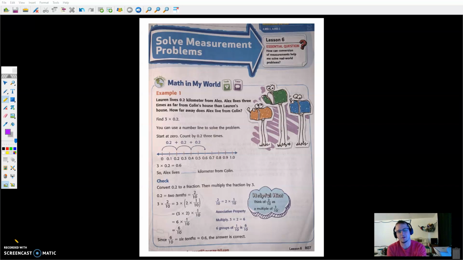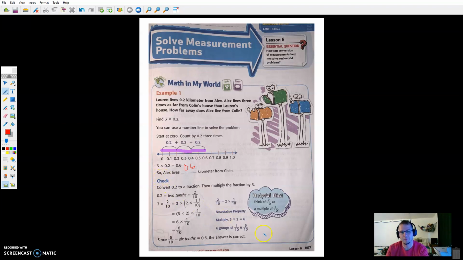One of the strategies that they recommend using is creating a number line so that you can just count. If he's at 0, there's 1.2, there are 2 of them, and there are 3 of them. So 2, 4, 6/10. 3 times 2/10 is 6/10. So the first strategy they recommend is simply drawing a number line and using that to help with your skip counting.